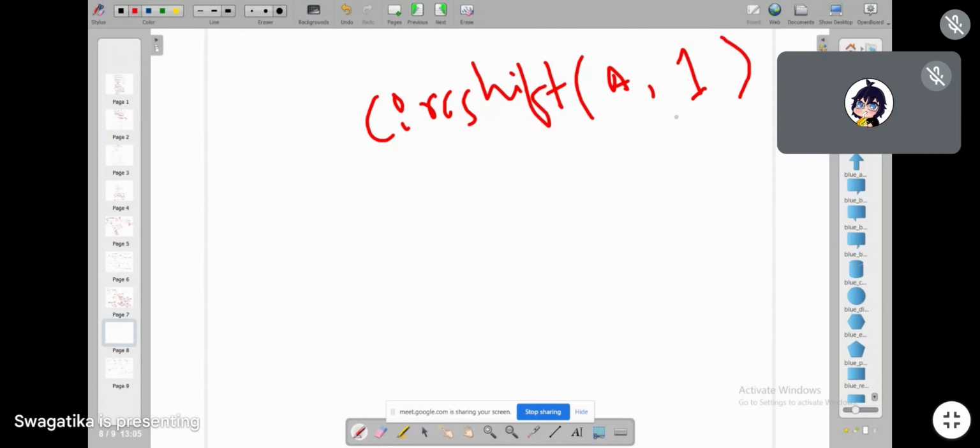Okay, suppose A equals, I have written as 1 2 3 4. Now circshift(A, 1) you will use, it means it will generate 4 1 2 3. After using circshift(A, 1) you will get 4 1 2 3. Okay, you can use your help command in MATLAB and find how you will use this circshift command as well as your horzcat. I have just given a hint.